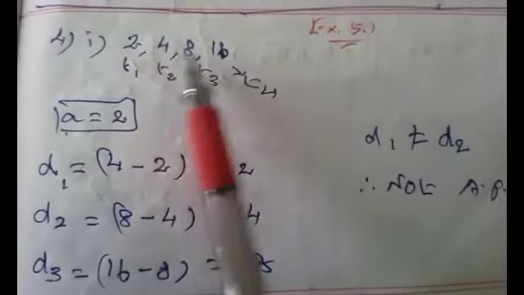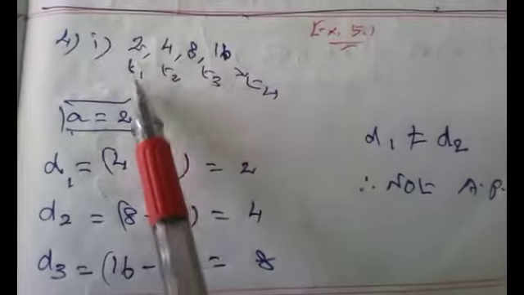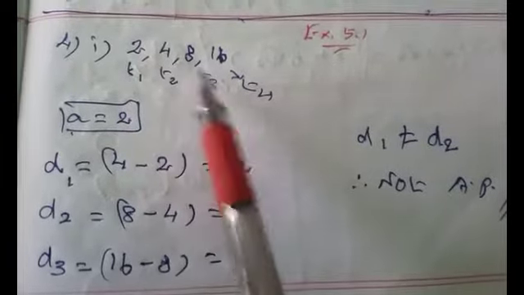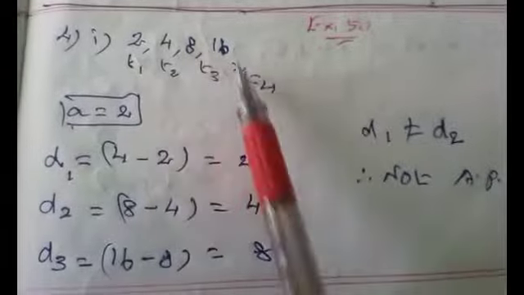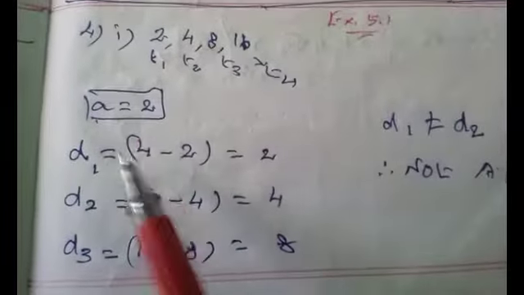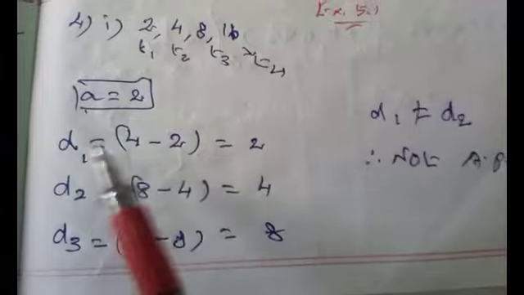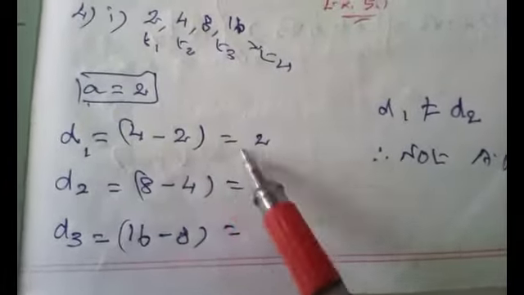Now this is a given sequence because it is separated with the commas. So t1 is 2, t2 is 4, t3 is 8, t4 is 16. So this is the AP sequence. So here a is equal to 2. To find the common difference, t2 minus t1, that is called d1, that is 2.